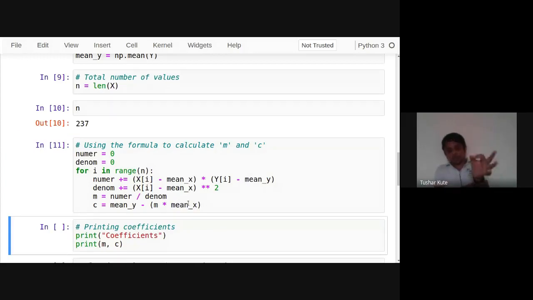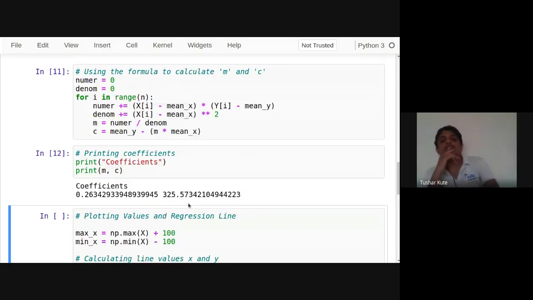The formula which I mentioned is step number 1 and step number 2. I just connected to the Python programming language, and I got these values of m and c over here. Let's see these values. We check it out. The value of m is 0.263, which is a multiplication factor, and the value of c is 325.57, which is the addition factor. We are going to add that value over there.